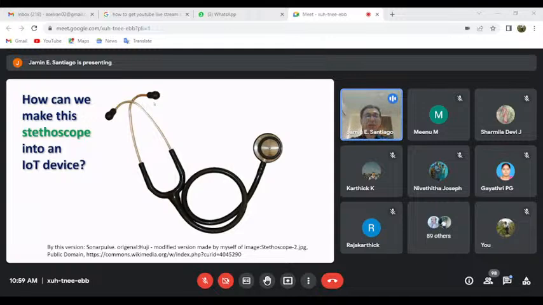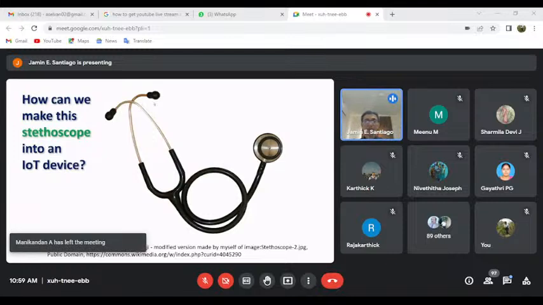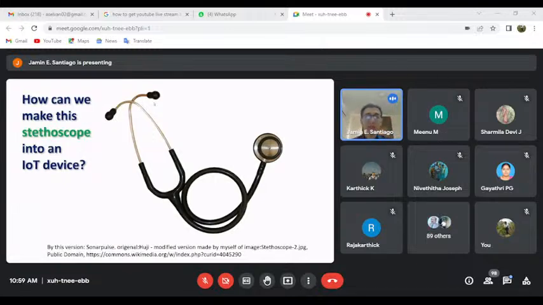So from this simple device, once we make this into an IoT device, we can now go to big data. All the students in the college, all the people in my town, we can now have this data, and the doctor can now make a comparison between this person and that person, and make a better diagnosis. Okay? But it is not yet finished.